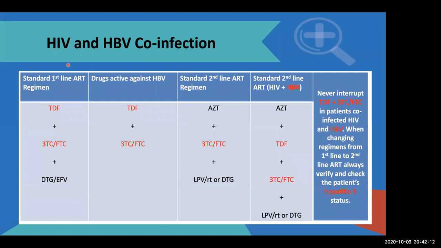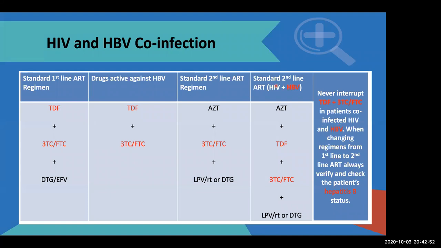For example, you know that if a patient is taking a first line ART regimen, tenofovir, lamivudine, and let's say, for argument's sake, dolutegravir, right? And they develop two viral loads and we think the patient is failing treatment. We would then switch this patient to second line treatment, zidovudine, lamivudine, and lopinavir, ritonavir, right? Now, what you see is that tenofovir has been stopped. Now, we are not allowed to stop tenofovir if the patient has hepatitis B, right?